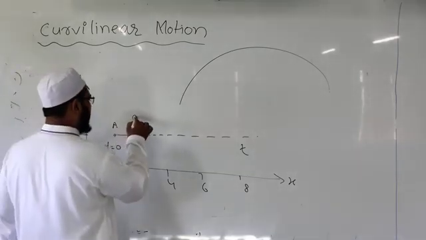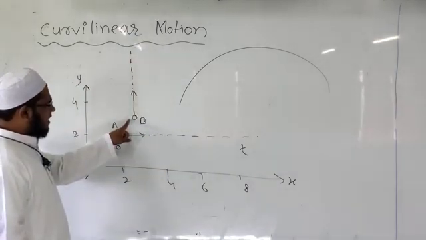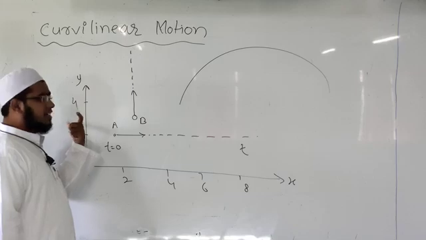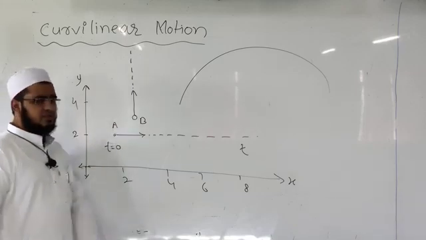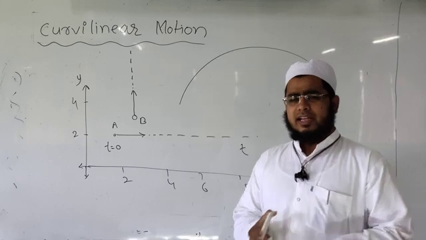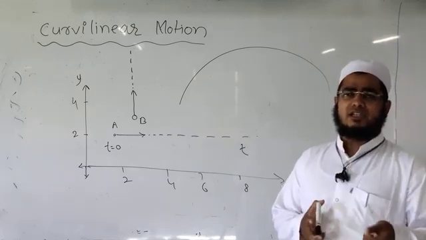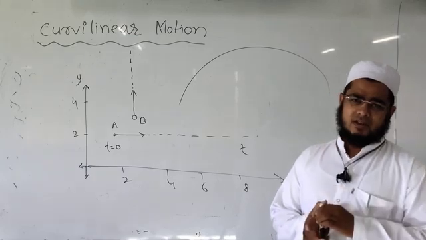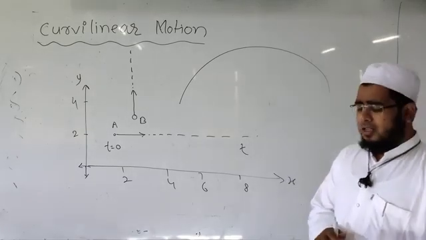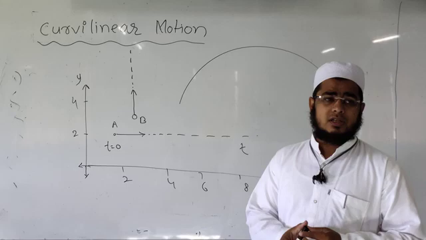Similarly, if another particle B is moving in the upward direction along a line, only the y coordinate is changing for the position, and the x coordinate remains constant. From this example we can conclude that in rectilinear motion, if some reference axis is fixed, the position of the particle is changing only in a single direction, and we know that a change in position for a particular time is displacement.